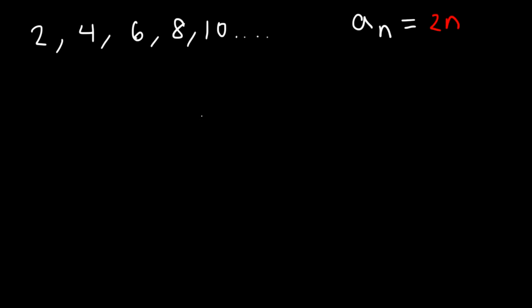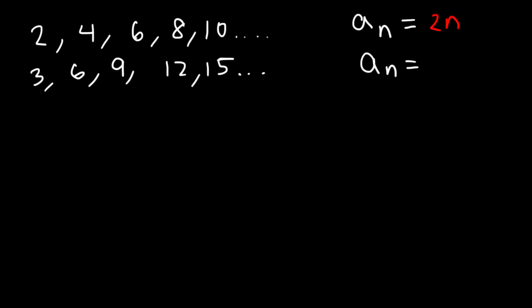So based on that example, what equation can we write that represents this pattern? 3, 6, 9, 12, 15, and so forth. Notice that the common difference is 3. So it's going to be 3n as opposed to 2n. If you want to find the second term, it's 3 times 2, which is 6. If we want to find the fourth term, 3 times 4, it's 12.